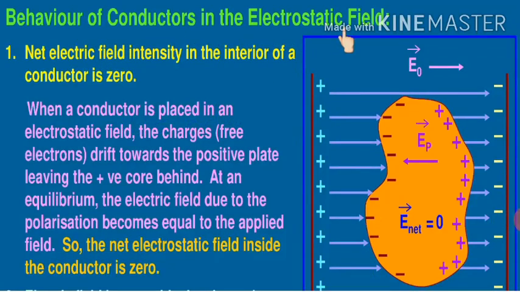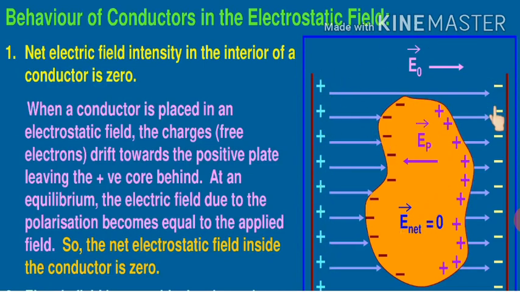Next topic is behavior of conductors in the electrostatic field. We very well know what a conductor is. A conductor means it has free electrons which can move from one point to another in that conductor. So what is the first property? It says that the net electric field intensity in the interior of a conductor is 0.